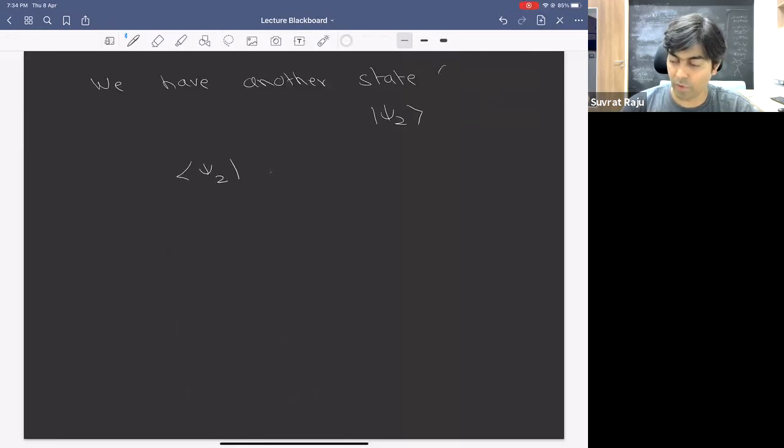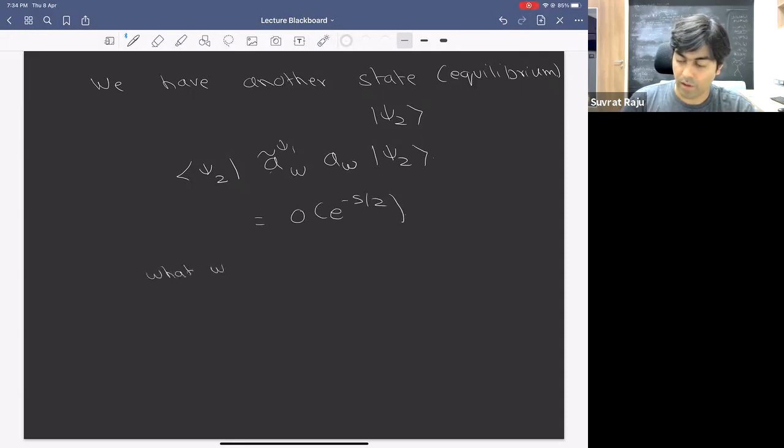So maybe it's an equilibrium state. We don't worry about the issue with near equilibrium operators, it's just an equilibrium state. And let's say we now ask for A psi1 tilde omega A omega psi2. Clearly, this is likely to give you something which is exponentially suppressed, whereas what we want is something different. What we want is e to the minus beta omega by 2 over 1 minus e to the minus beta omega. Why does it give you something that's exponentially suppressed?